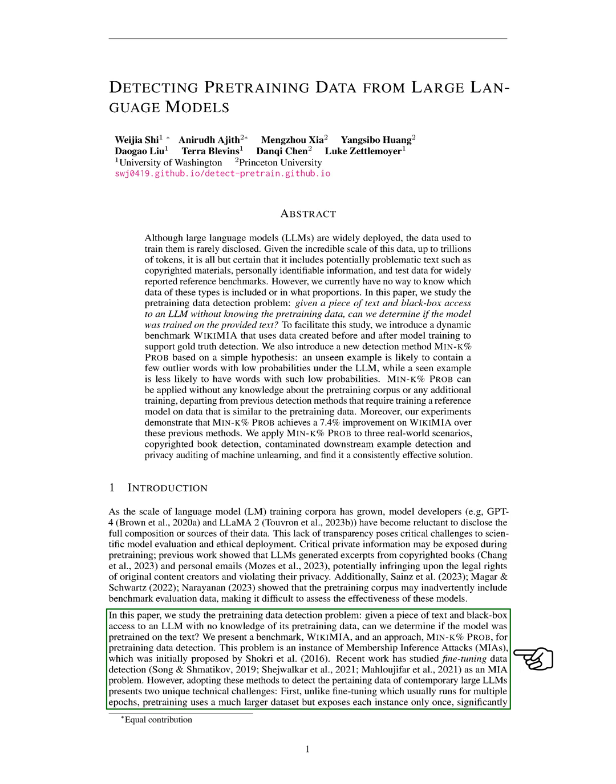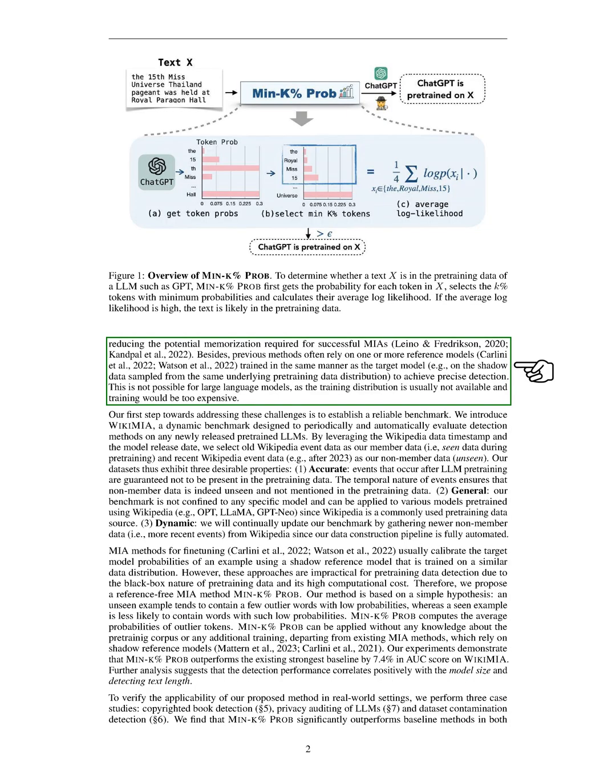Recent studies have looked at detecting fine-tuning data as an MIA problem. However, applying these methods to detect the pre-training data of large language models presents two unique challenges. First, unlike fine-tuning, which usually runs for multiple rounds, pre-training uses a much larger dataset but only exposes each instance once, reducing the potential for memorization that's needed for successful MIAs. Second, previous methods often depend on one or more reference models, trained in the same way as the target model, to achieve precise detection. This isn't possible for large language models, as the training distribution is usually not available and training would be too costly.